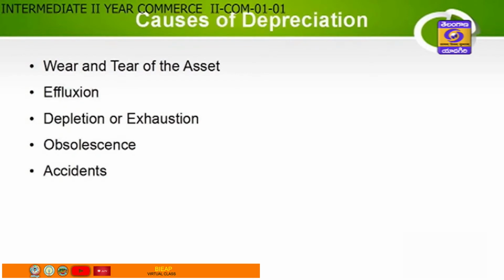And the third reason for causing depreciation is depletion or exhaustion. An asset may be exhausted through working. For example, mines, oil wells, quarries, etc. On account of continuous extraction, a stage comes when the mine or oil well is completely exhausted and nothing is left.